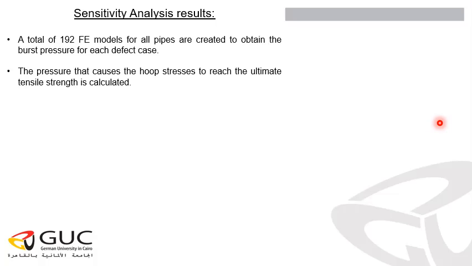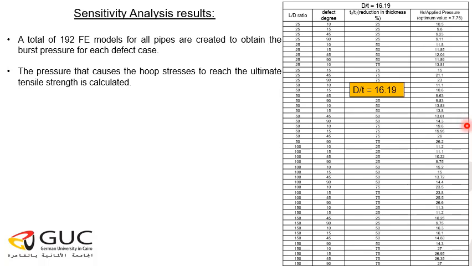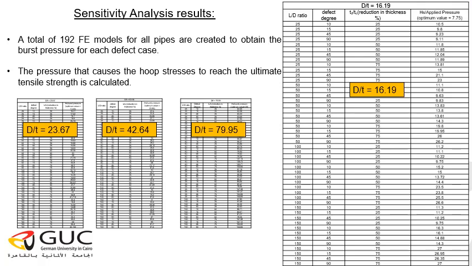A total of 192 finite element models for all pipes are created to obtain the burst pressure for each defect case. For example, here, this case for diameter to thickness 16.9, for each length of corrosion to diameter ratio, defect degree, and reduction of thickness, there is a failure pressure. The failure pressure is the pressure that causes the hoop stresses to reach the ultimate tensile strength based on the available literature. The same thing is done for the other pipes as well.